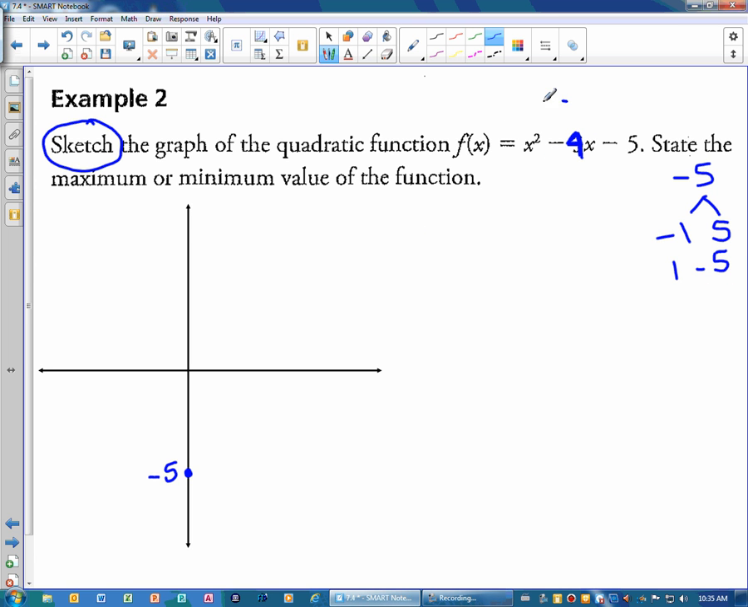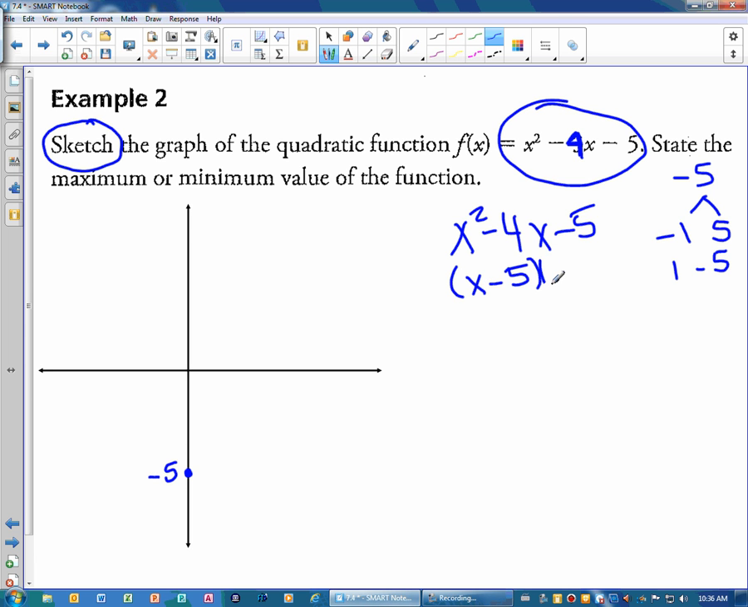So this isn't a very easy question to factor, so it's not a very good example, which doesn't surprise me out of this booklet. But if I changed it to x squared minus 4x minus 5, I haven't changed my y-intercept, it's still negative 5, and I can say that this is the same as x minus 5, x plus 1. Okay, this one multiplies to negative 5, adds to negative 4. All right, so how does this help me?